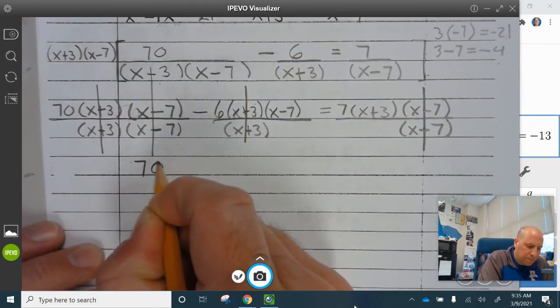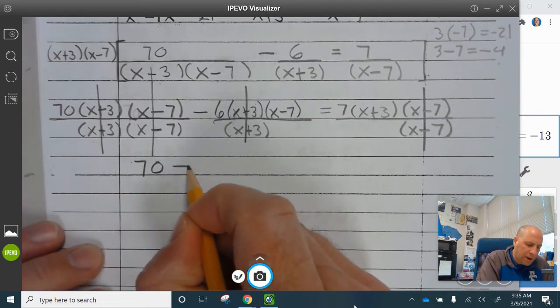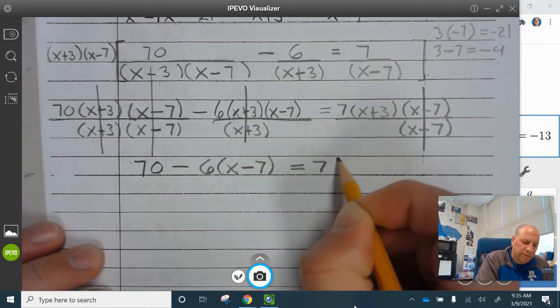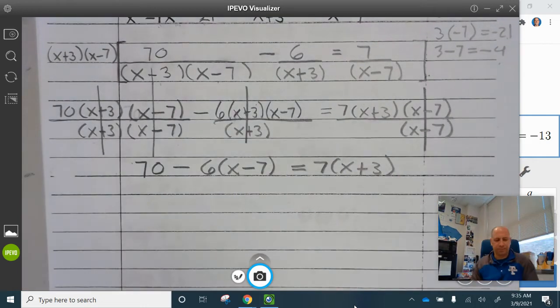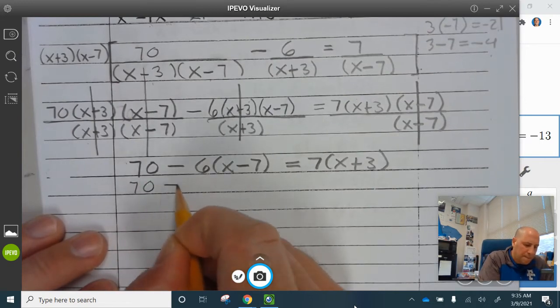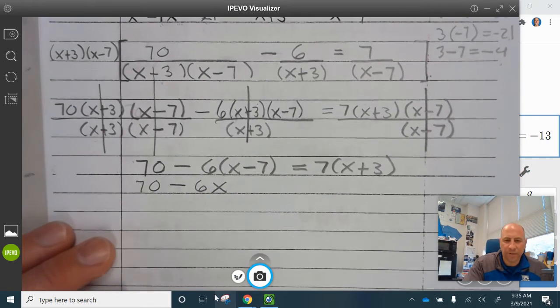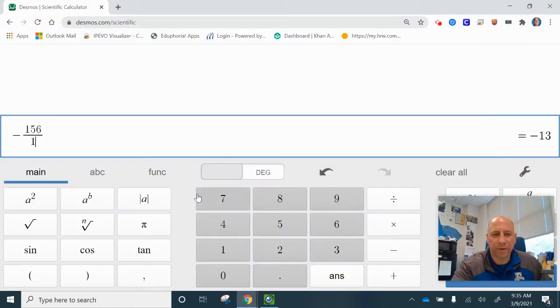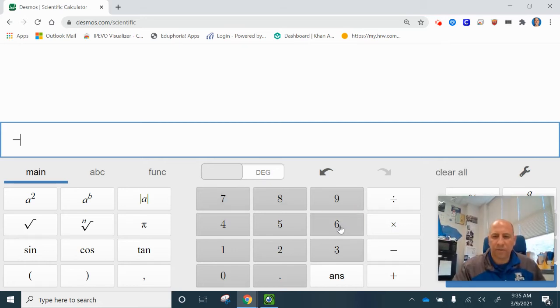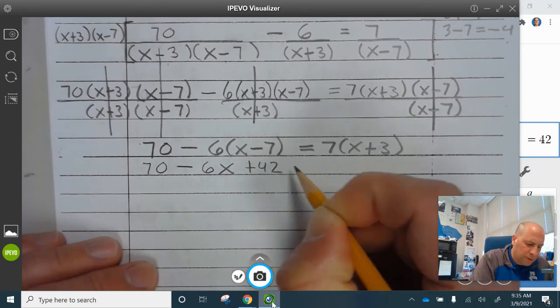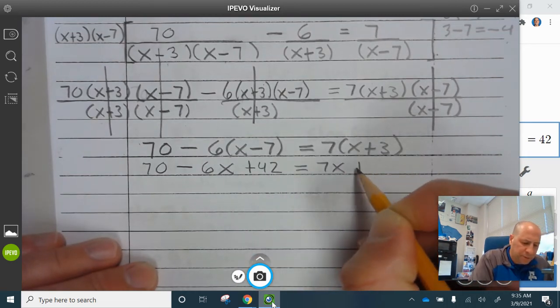70 minus 6 times x minus 7 equals 7 times x plus 3. Okay, so then that's 70 minus 6 times x is negative 6x. Negative 6 times negative 7. Let me just use Desmos just to make sure I don't make a mistake. Negative 6 times negative 7 is a positive 42. Okay, so that's plus 42 equals 7 times x is 7x plus 7 times 3 is 21.